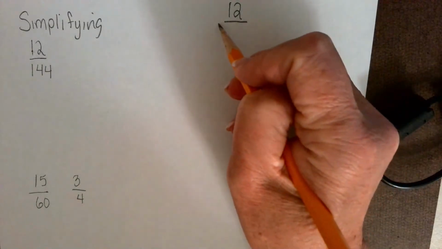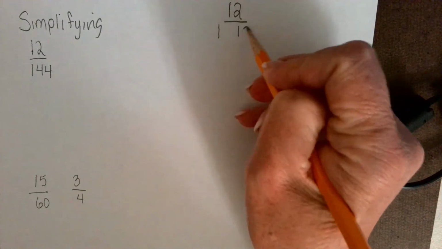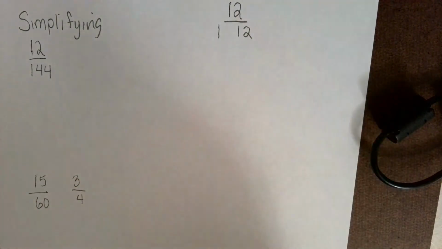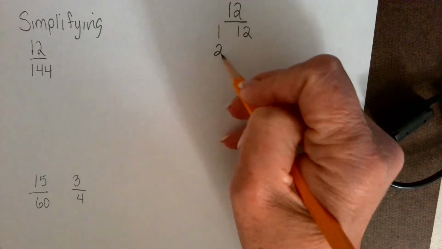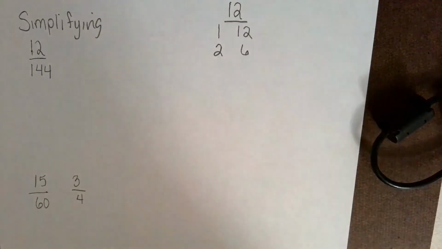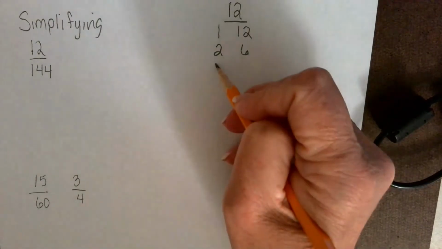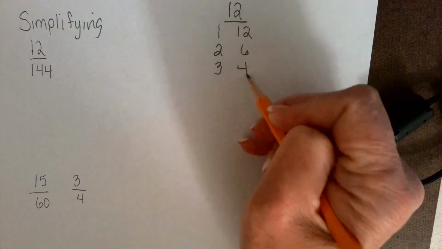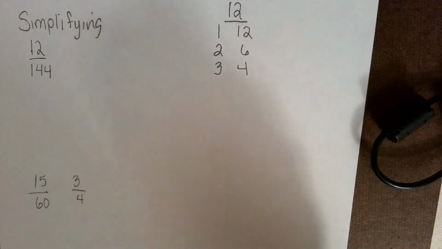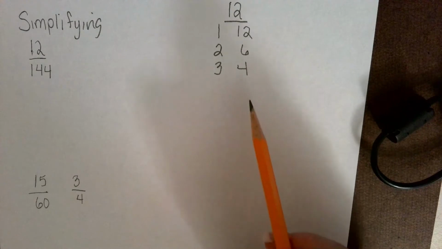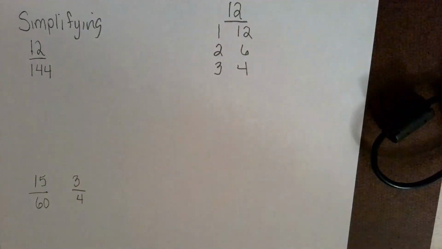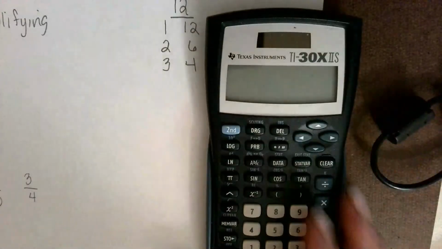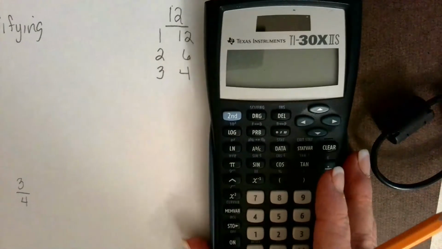So you could do 1 times 12 to get 12. You could do 2 times 6. You could do 3 times 4. And then the next one would be 4 times 3, but we've already got that one. And if you don't know your facts, you can use your calculator if you've got one.